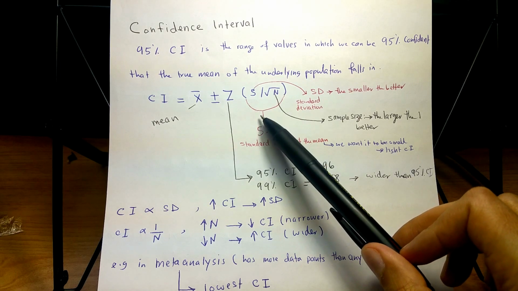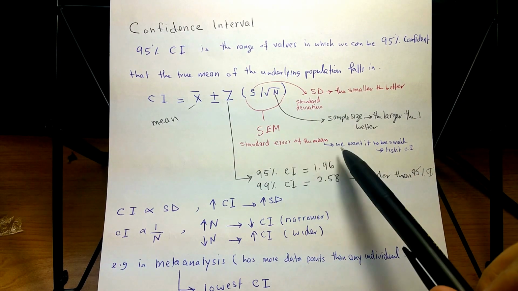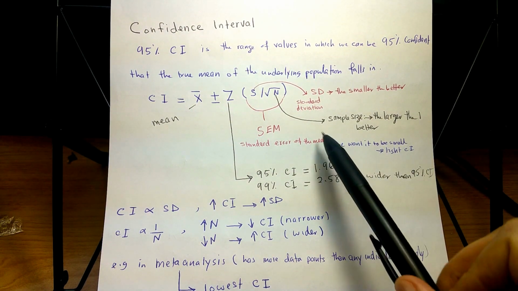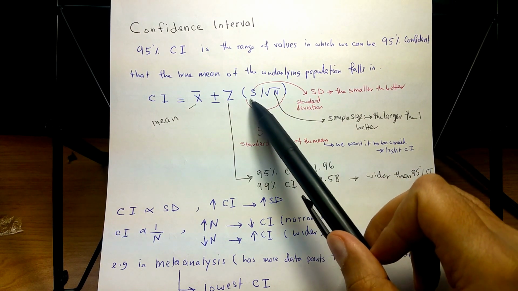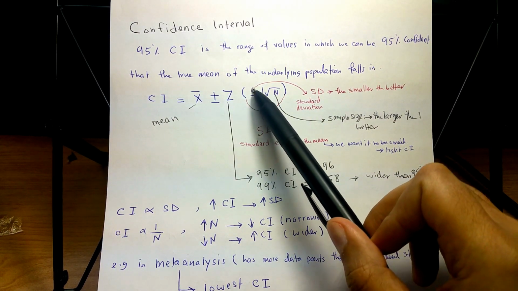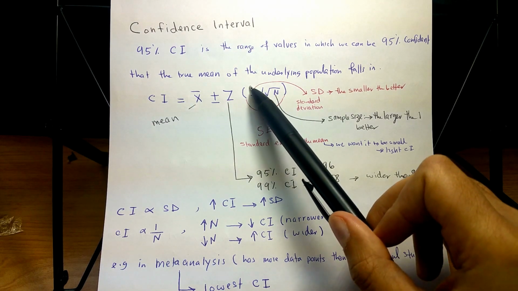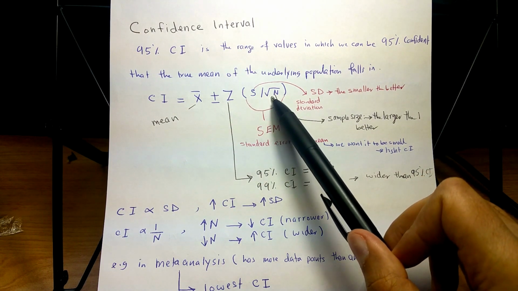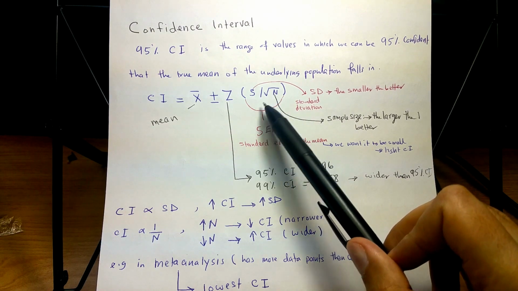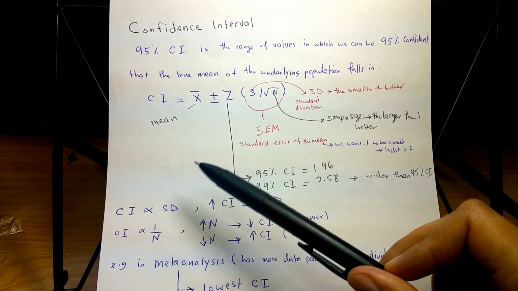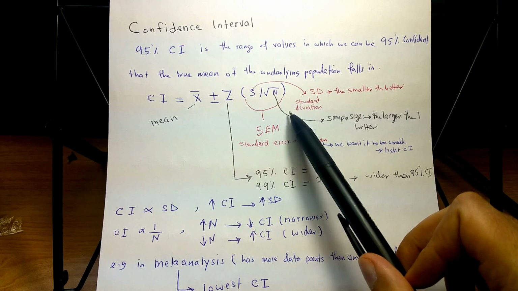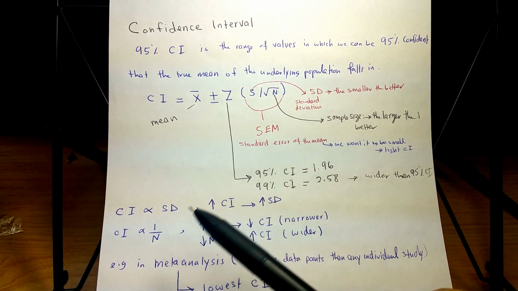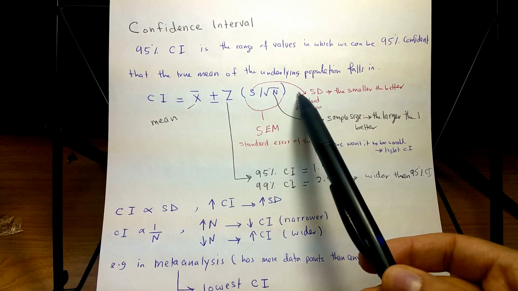We want the standard error of the mean to be a smaller number in order to have a tight confidence interval. So getting a smaller number here requires either decreasing the s, that's the standard deviation, or making the sample size larger. So the larger the sample size, the tighter the confidence interval, because we'll have a smaller standard error of the mean. So this is a very important equation to know.